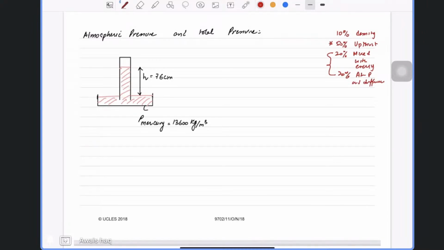So first of all, we're going to look at the mercury. Basically a barometer, this is a barometer. I did not write it, I'm sorry. A barometer has a vacuum in it.